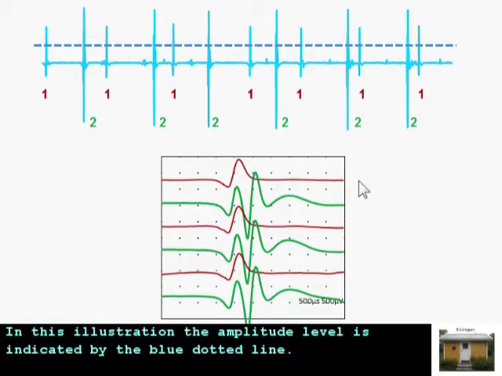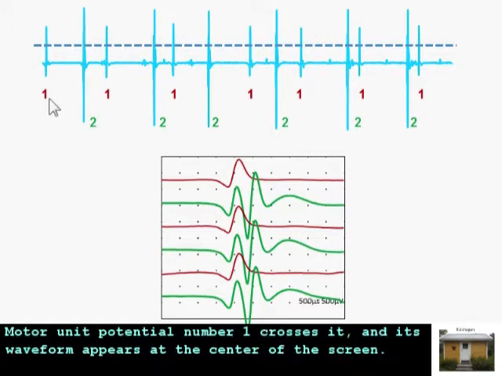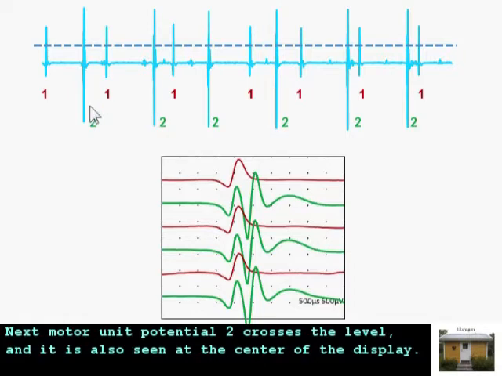In this illustration, the amplitude level is indicated by the blue dotted line. Motor unit potential number 1 crosses it, and its waveform appears at the center of the screen. Next, motor unit potential 2 crosses the level, and it is also seen at the center of the display.